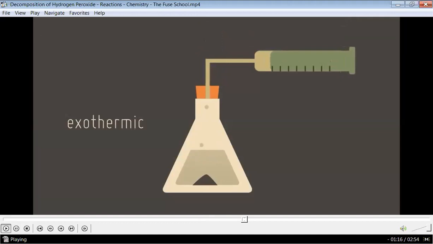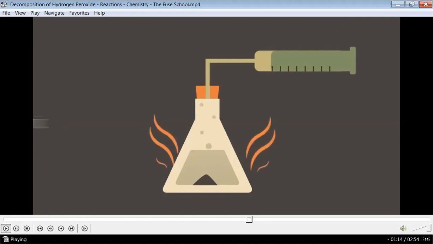Guys, can you tell me why this is an exothermic reaction? Because it gives out energy. It releases energy. As you can touch it, you will find it a little bit warm, meaning that heat energy is released.